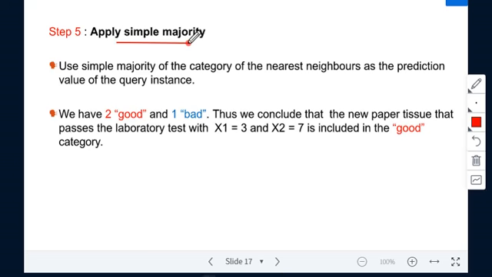So apply simple majority: use the simple majority of the category of the nearest neighbors as the prediction value for the query instance. We have 2 good and 1 bad. Thus, we conclude that the new paper tissue that passes the laboratory test with X1, which is acidity durability, 3 seconds, and X2, which is strength, 7 kg per square meter, belongs to a category called good. So we have predicted that it belongs to the class label good.